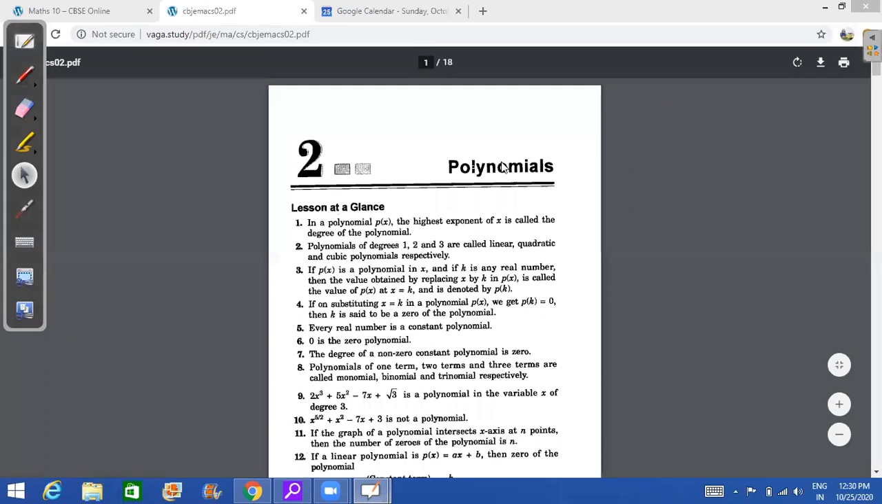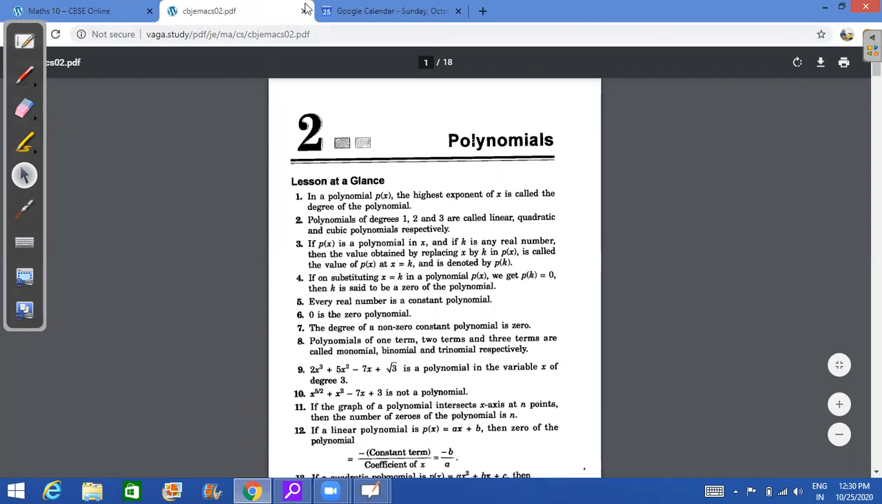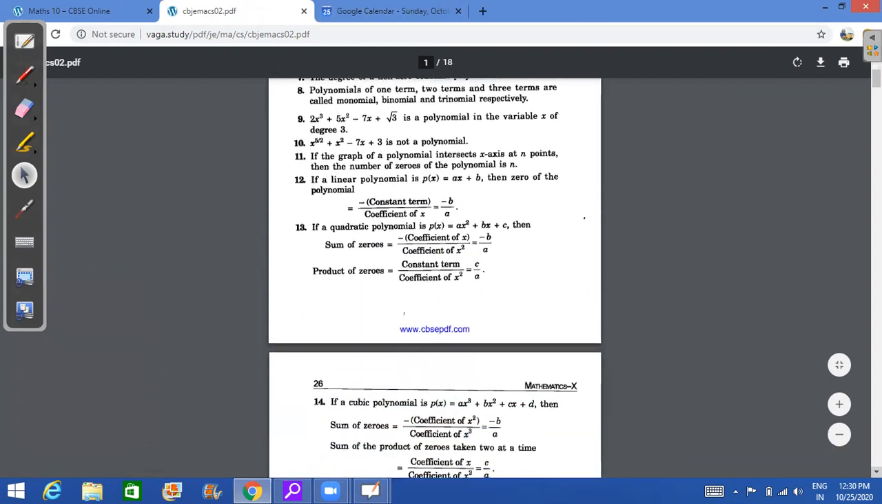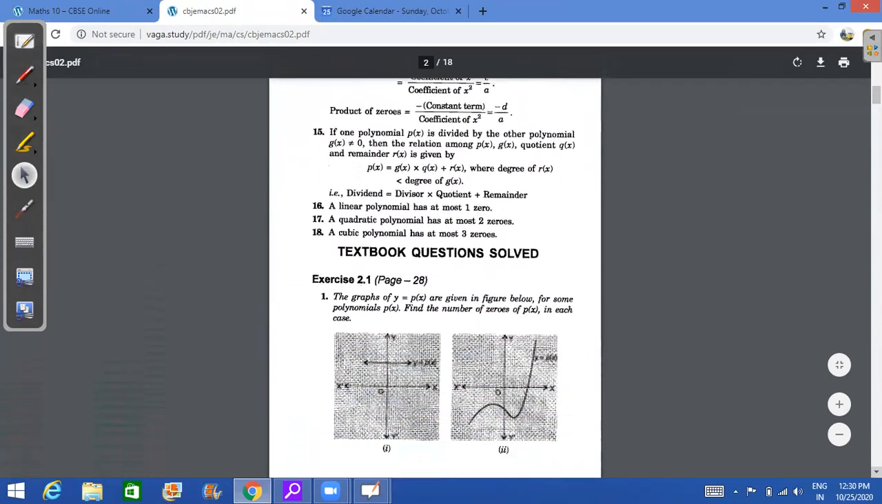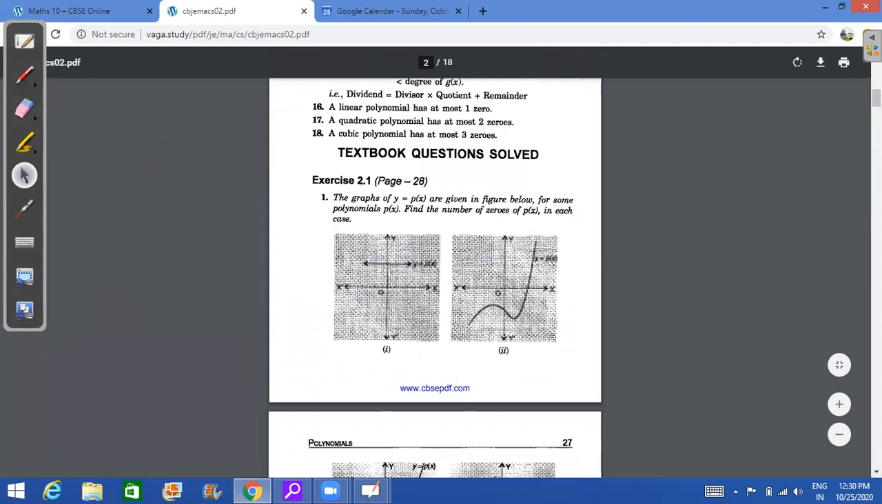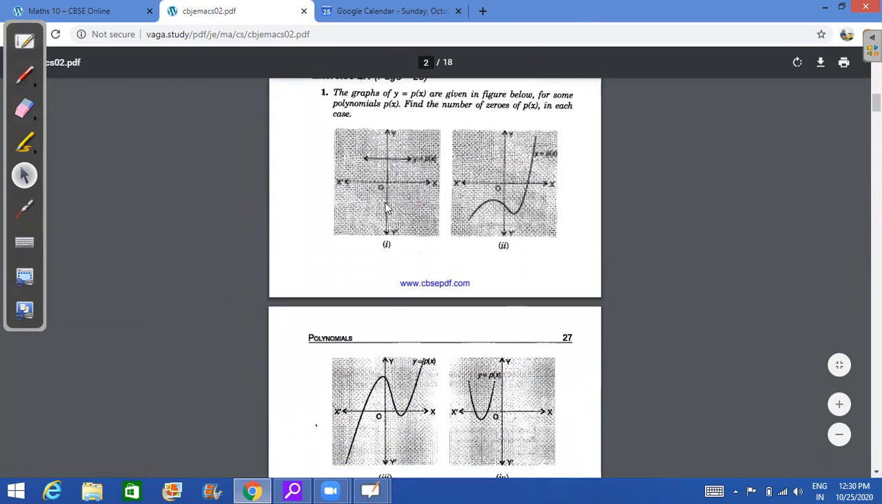Okay, so we straight away now move on to polynomials, the chapter that we are supposed to do in class 10, right? In chapter 2 polynomials, the first exercise is based on a graph. The graph need not be made. The graphs are already given to us. If you look at this graph, the graph of y is equal to p(x), that means this is a polynomial in x. So it could be anything. And the question is, find the number of zeros of the polynomial in each case.